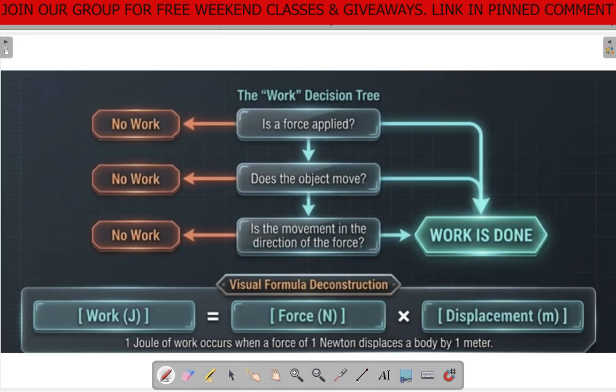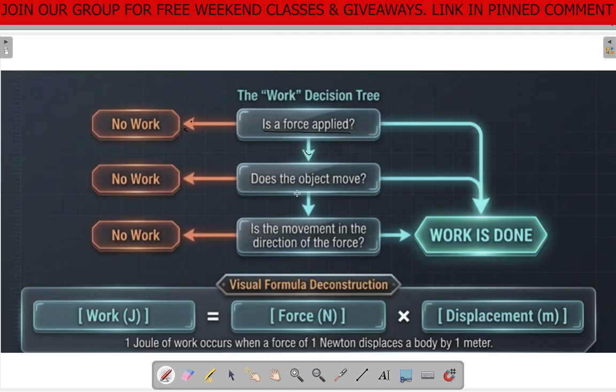Okay. Then we have this decision tree that we use to decide whether work is being done or not. To check this, the first thing we check is whether we are applying a force or not. If we are applying a force, then we go down. If you are not applying any force, that means no work. Once we have checked that force is being applied, next we check: does the object move? I've applied force, now is the object moving? If it is not moving, there is no work. If there is movement in the direction of force, right?